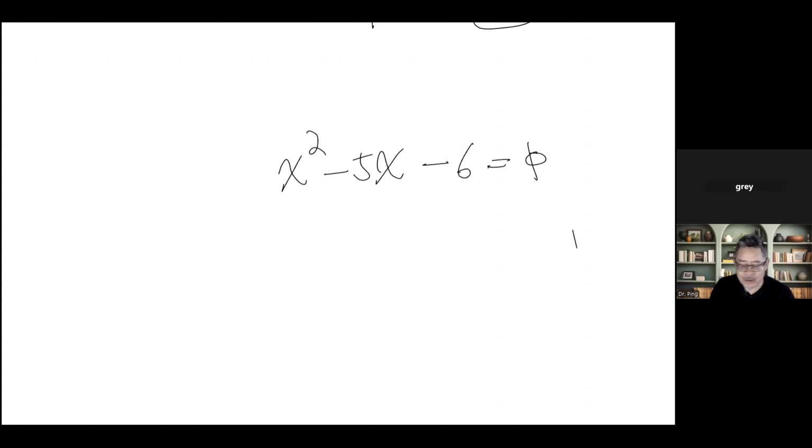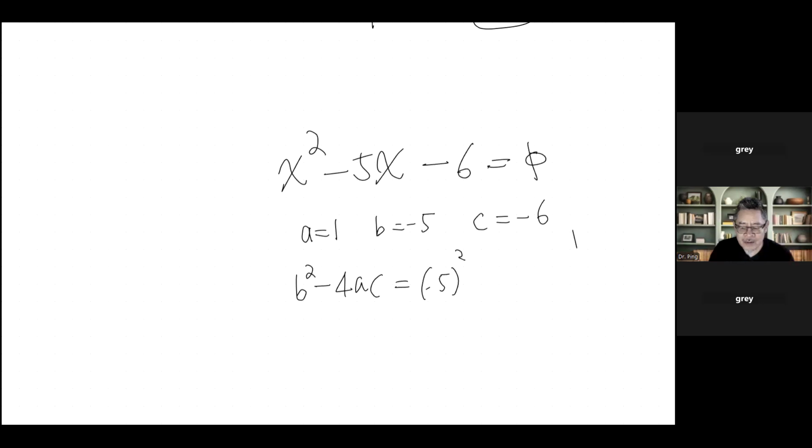Well, let's look at how we do this one. We got a is 1, b is -5, and c is -6. So b squared minus 4ac, that's -5 squared and minus 4 times a, and a is 1.